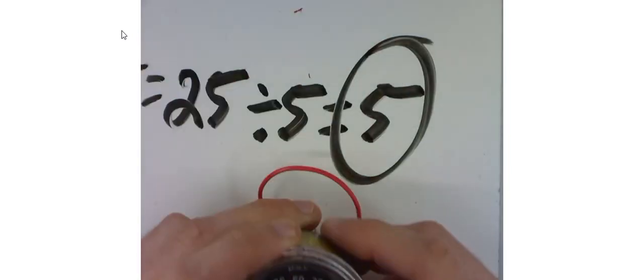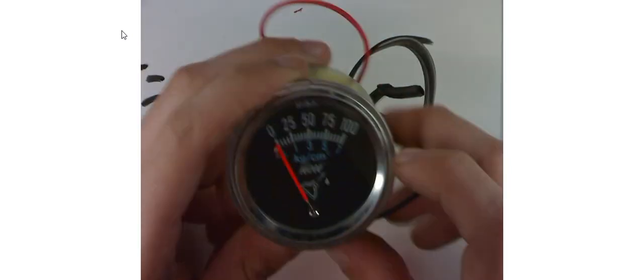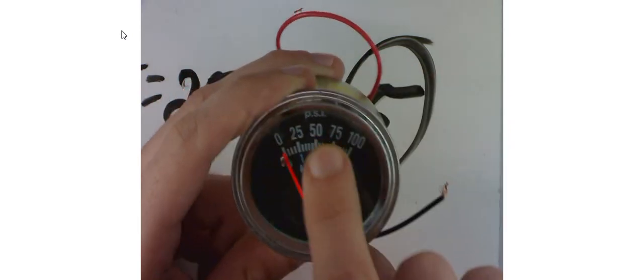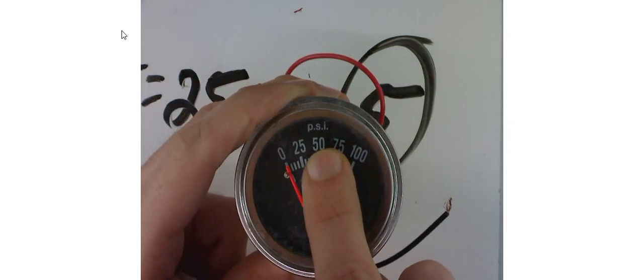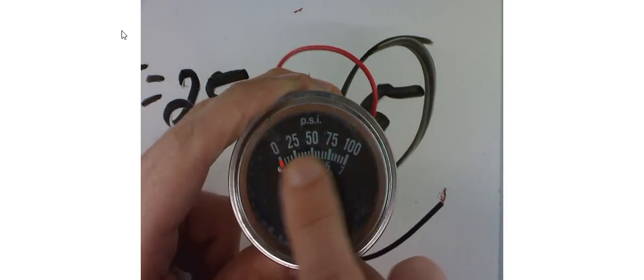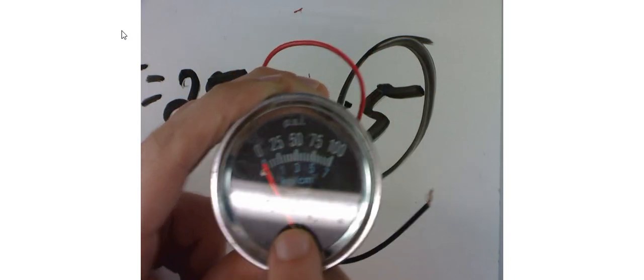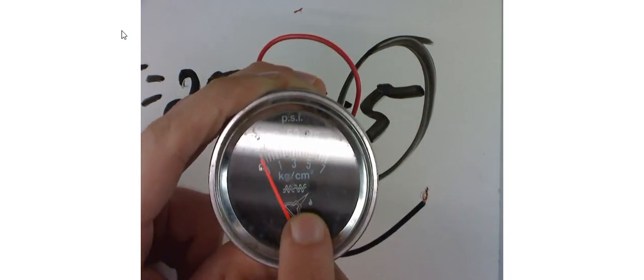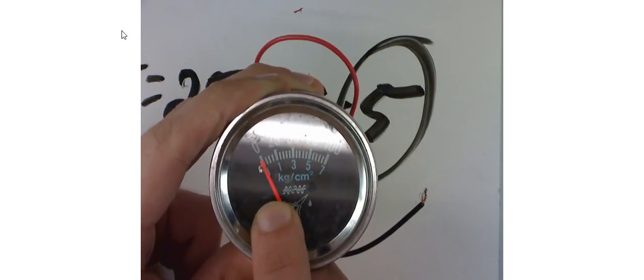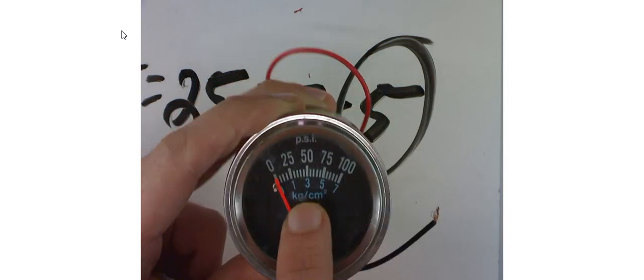5 psi. Or actually, this one's not in psi. Oh, this one is psi. The blue, so let's see. See how this psi is in white? Therefore, the whites are all psi. Kilograms per centimeter squared is in the blue. So if we're trying to get that reading, it's in the blue down there.